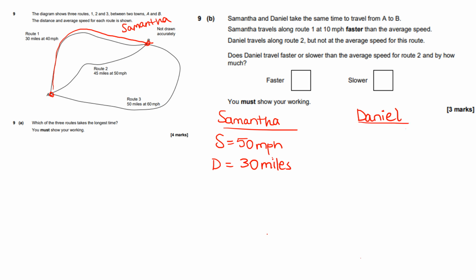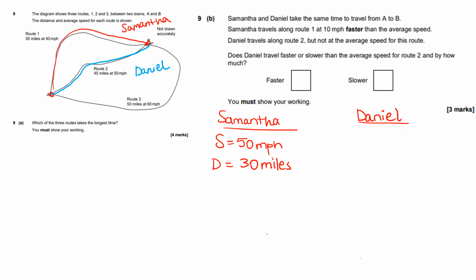So it says Daniel travels along route 2, which is this route here. Let me just use a different color for that one. This is Daniel along route 2, but not at the average speed for this route.